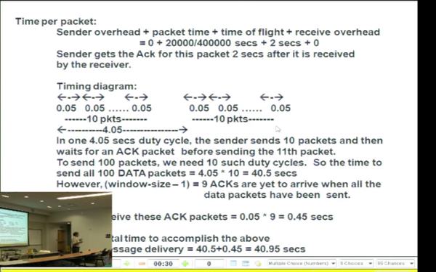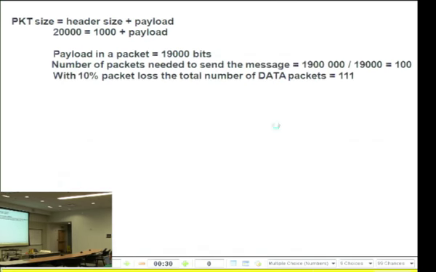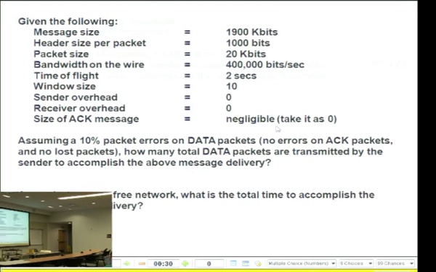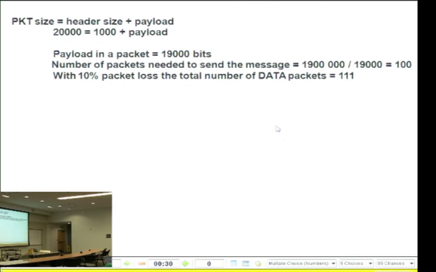But now we've got a message that is much bigger than that, right? So the message is actually, what was the size of the message? It was 200,000. The message was 1900 k bits, and so you have to break it up into packets. So the number of data packets that you need is 100 data packets, right?